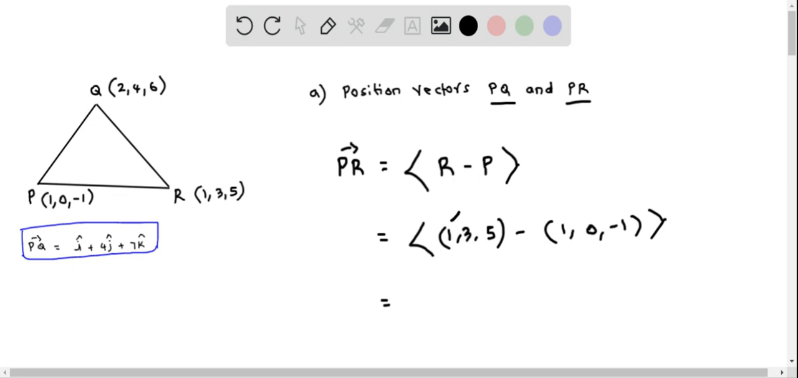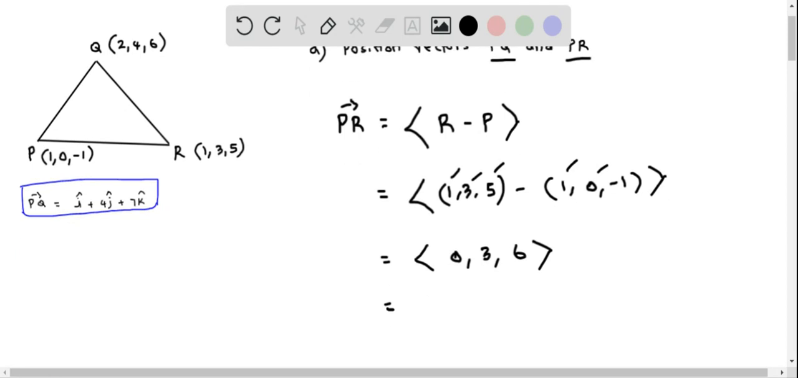That is, x component 1 minus 1 is 0, and then y component 3 minus 0 is 3, and then the z component is 5 minus of minus 1, which is 5 plus 1 is 6. And so this is the position vector PR vector. We write down this in vector component form, that is 0i plus 3j plus 6k. This is the position vector PR vector.